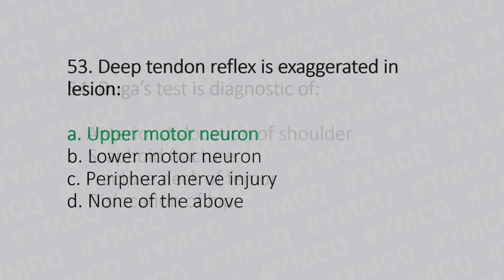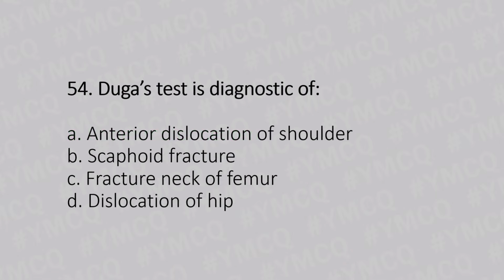Moving to our 54th question. Dugas' test is diagnostic of option A, anterior dislocation of the shoulder. Option B, scaphoid fracture. Option C, fracture of neck of femur. Option D, dislocation of hip. And the answer is option A, anterior dislocation of the shoulder.